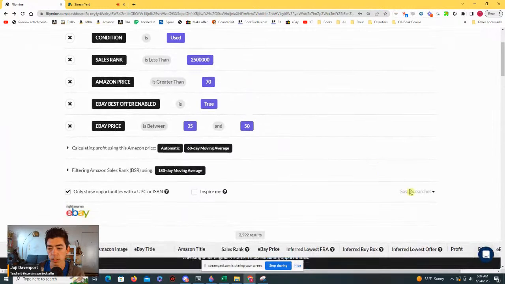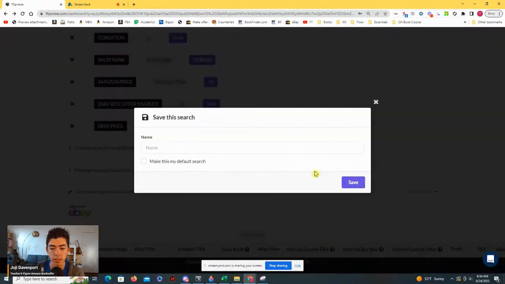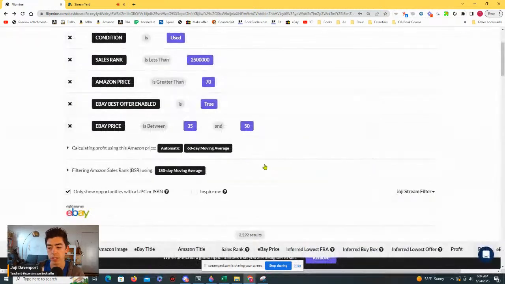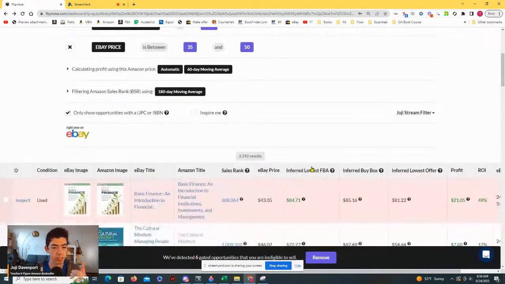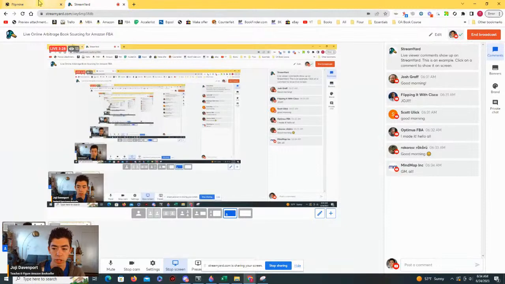Okay. I'm also going to save this filter. So I'm going to come down here where it says save searches, and I'm going to add this new search. I'm going to call this the Joji Stream filter. Why not? I don't know what else to call it. Okay, so now that we have that saved, let's get rolling. Let's make sure I'm still sharing my screen.